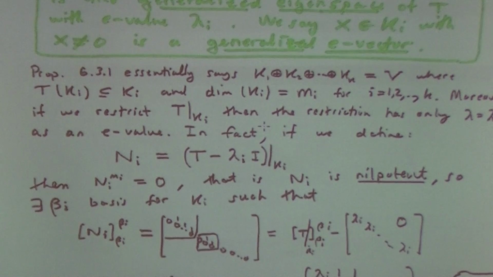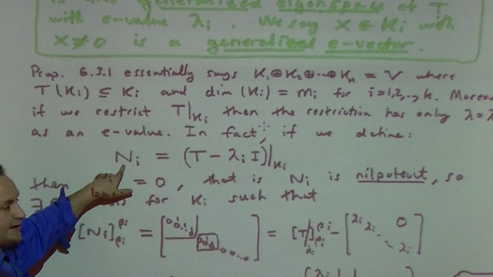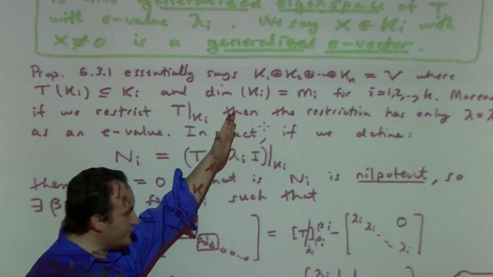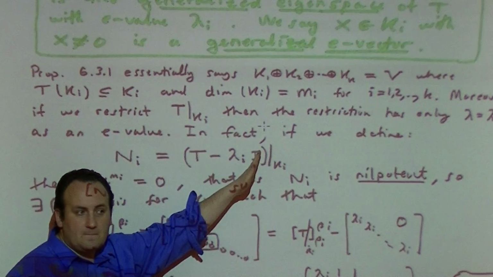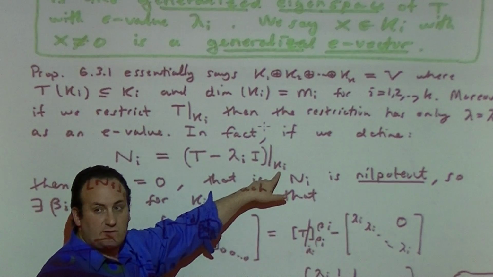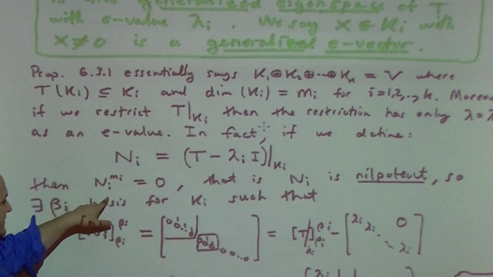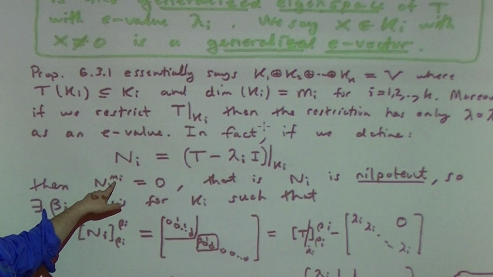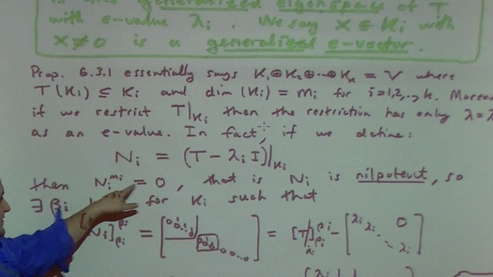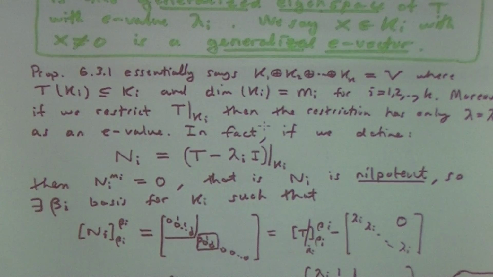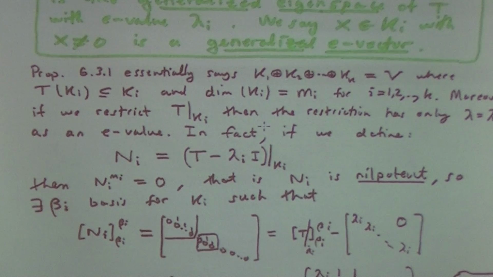Okay, define N sub i to be T minus lambda i restricted to the ith generalized eigenspace. This is m sub i dimensional. That means that if you take this N sub i and raise it to the m sub i power, you have a nilpotent map, so this is 0. That means we can construct the canonical nilpotent basis for the ith generalized eigenspace, K sub i. In other words, there's a basis beta sub i such that the matrix of N sub i looks like this.